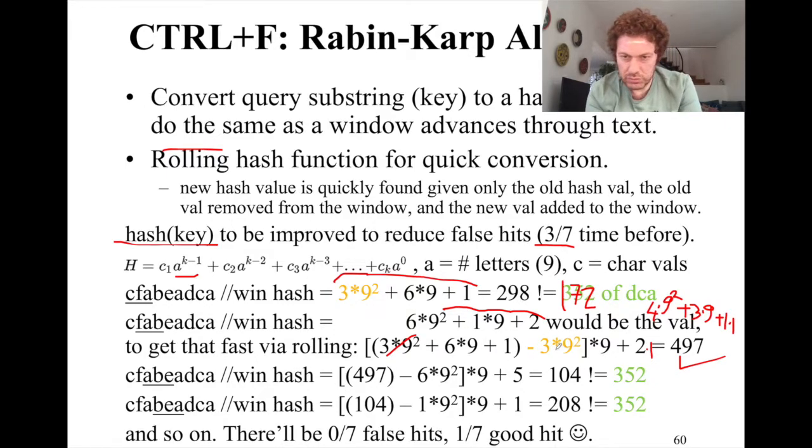Next, let me do one more step. When I slide it one more, get rid of the old value, the cost of the first of the previous window, it is f, so I can compute this cost. It's one more arithmetic operation. Then times the base, which is 9, plus the newcomer e, which is 5. And this gives me 104, it is not equal to the hash value of bc.